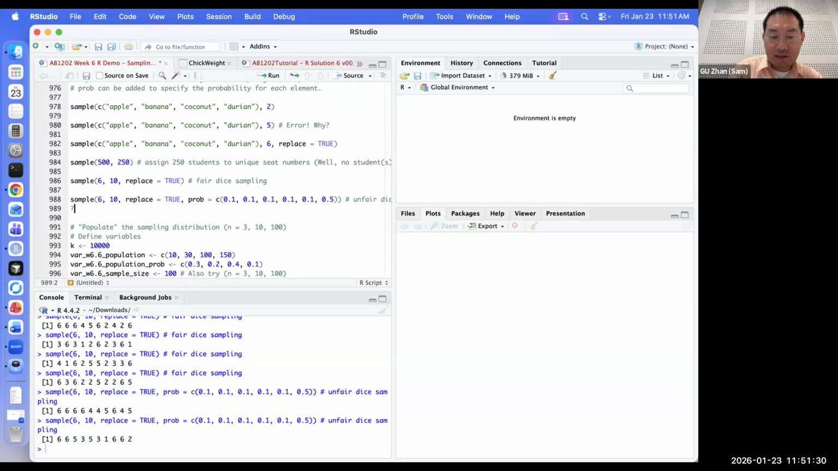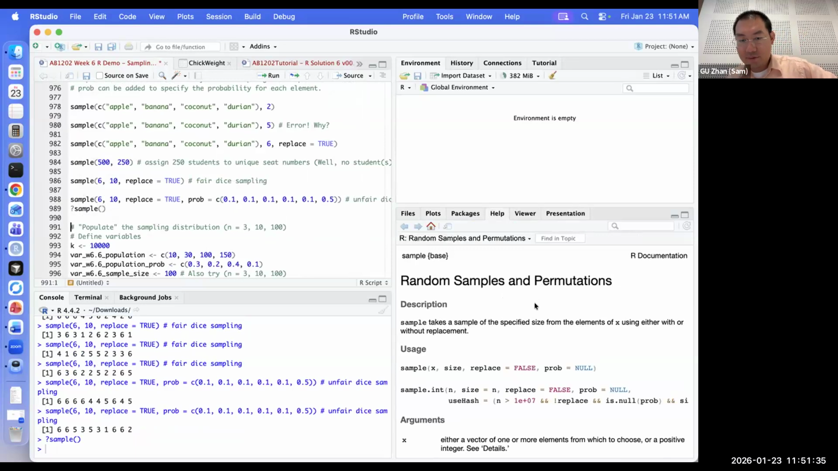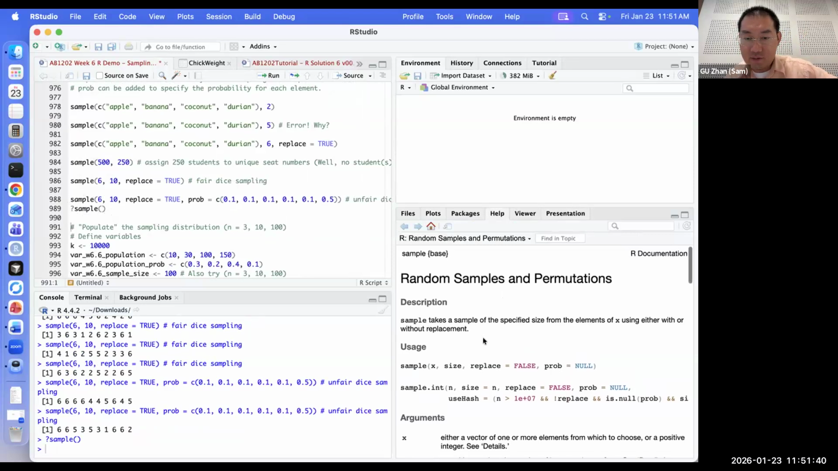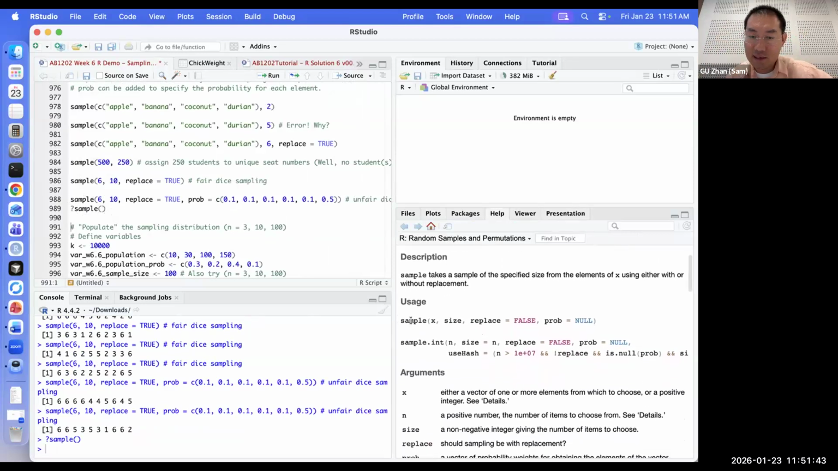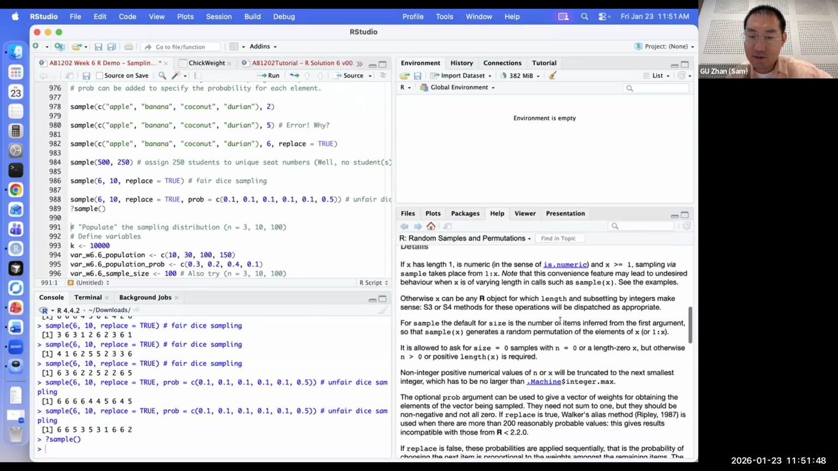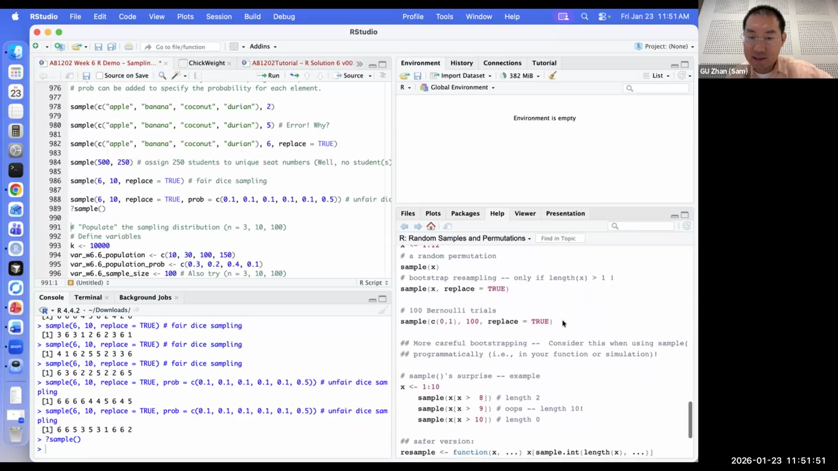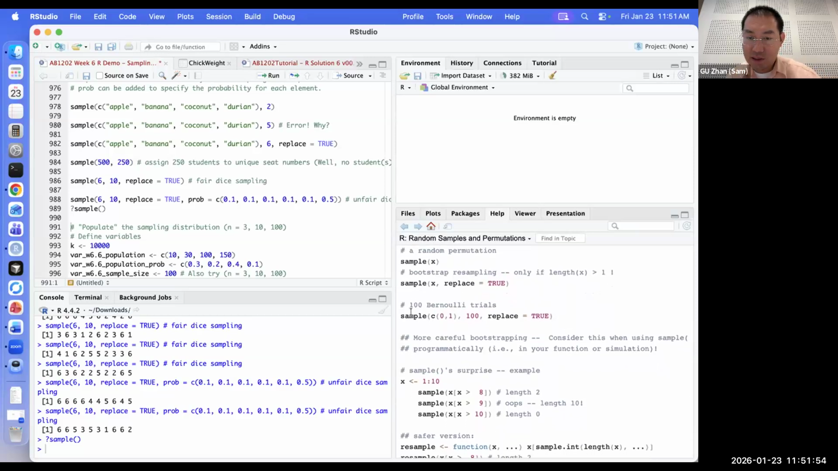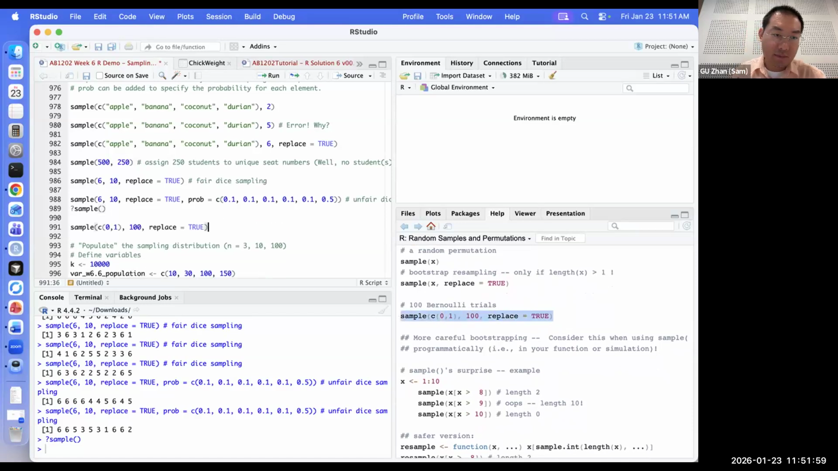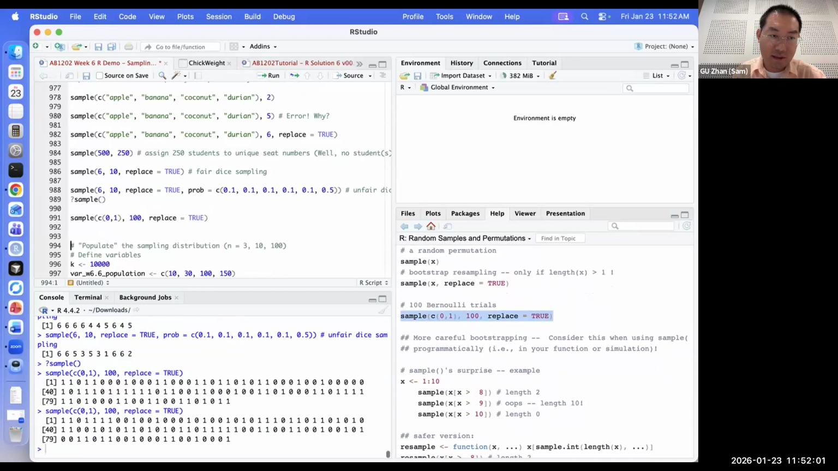In order to find the sample function, you can write random sample and permutation. If you type a question mark and the function name, it will show you the documentation of that function: sample x, size, replace, and prob. You can scroll down to look at some of the examples, for example, 100 Bernoulli trials. Type here 0, 1, 0, 1, 0, 1. For Bernoulli, you can say this c is head, and here you say tail.